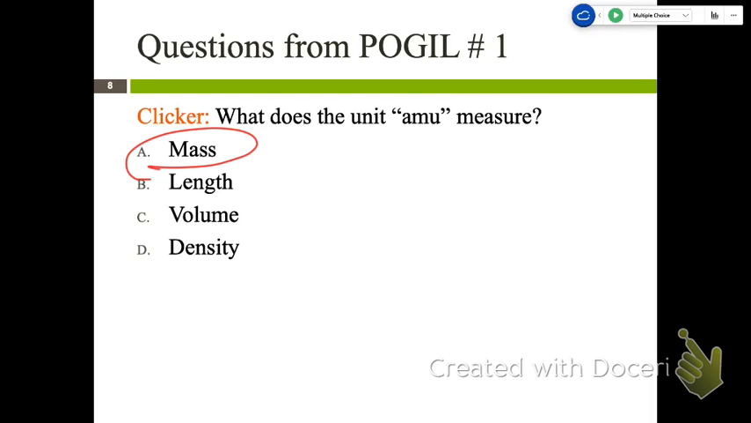So what question 2 is asking you to do is, how do we express the mass of one hydrogen atom in grams? Do we know how heavy it is in AMU?